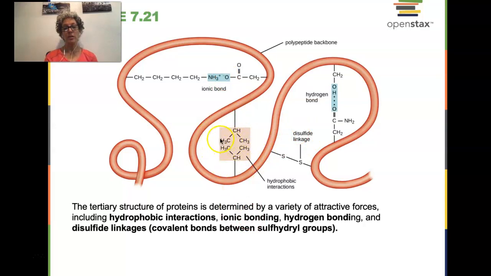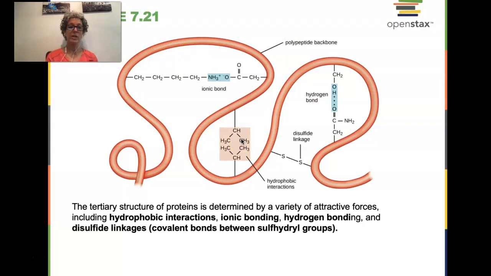hydrophobic interactions. These carbons surrounded by hydrogens are very hydrophobic, so two regions that are very hydrophobic would be attracted to each other. We can have hydrogen bonding, and we can have covalent sulfur links. So two different amino acids that have sulfhydryl groups, the sulfurs can have a covalent bond. Because we can have so many different types of bond forming, we hold this structure together very, very strongly. It takes a lot to undo the tertiary structure.